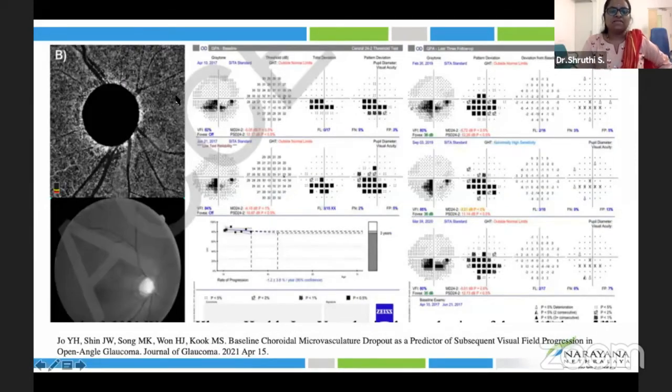Similarly, for the other patient who did not have microvascular dropout at baseline, the visual field defect was an inferior central defect, an inferior arcade paracentral defect, with a mean deviation of -5.03. He was followed up for 5 years and there was no progression. This was apparently stable in both event and trend analysis.